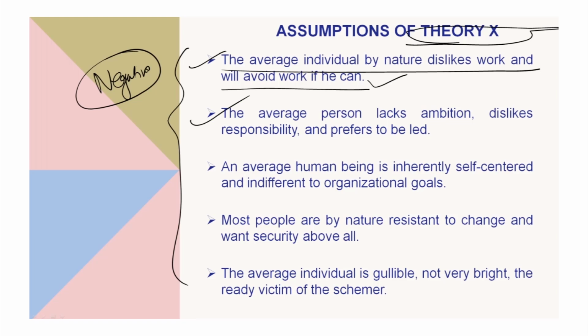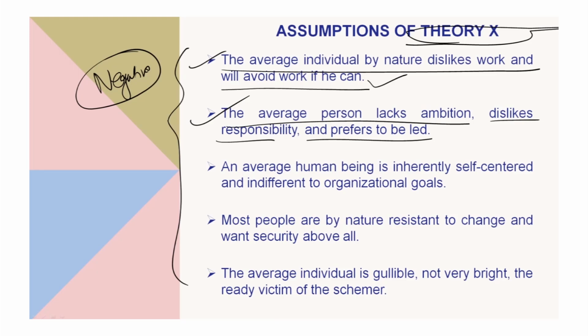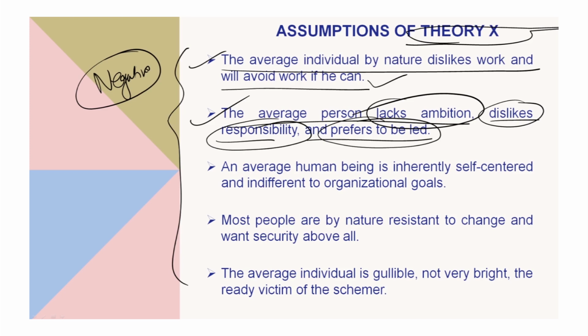Second assumption: the average person lacks ambition, dislikes responsibility and prefers to be led. It means how the average employee within the organization behaves. The management assumes that they lack ambition, dislike taking any kind of responsibility and prefer to be led. It means they do not take the initiative, but they will follow if any leader is there to motivate them. So, this is the second assumption.